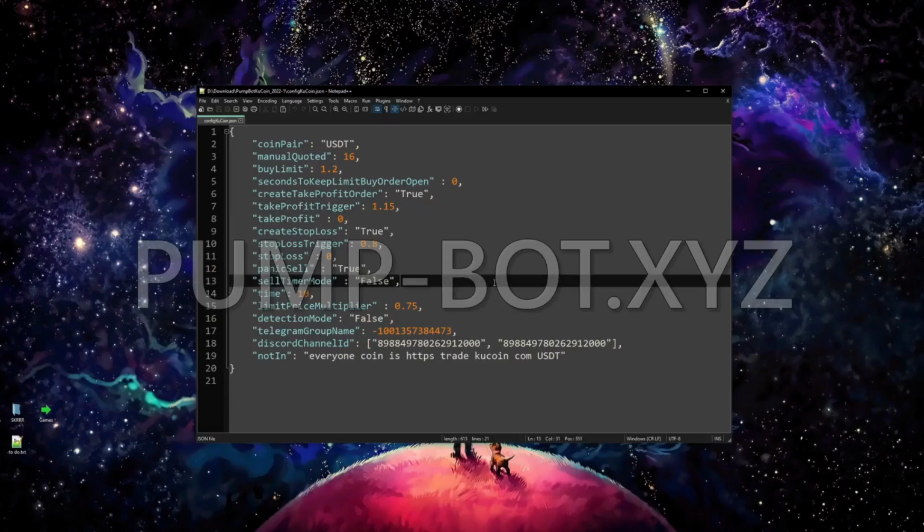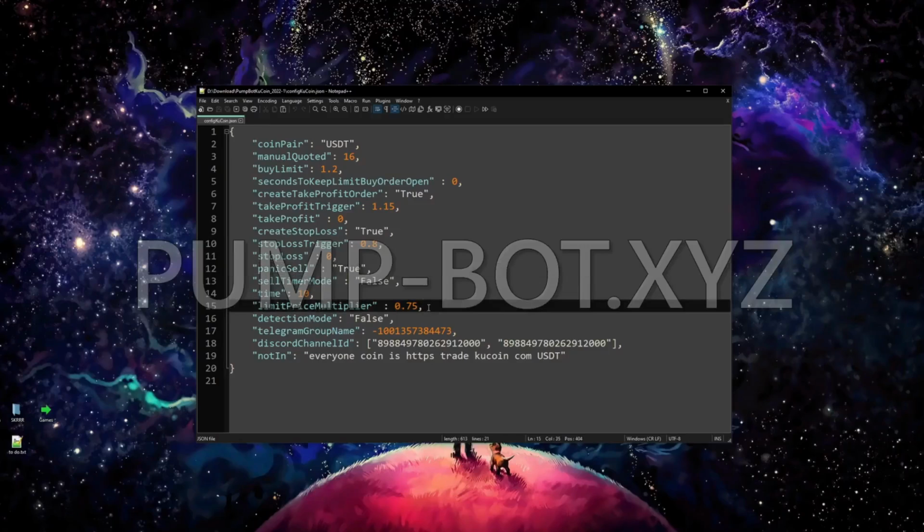If you set timer mode to true, you will sell your coins after the time specified in the parameter time. If you set this to 20, PumpBot will sell all coins 20 seconds after you bought them. Manual sell or panic sell allows you to cancel all the orders you have placed and sell coins immediately for the current price at that moment.